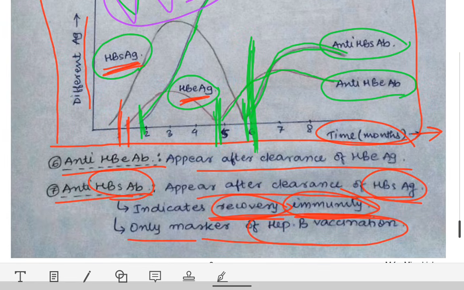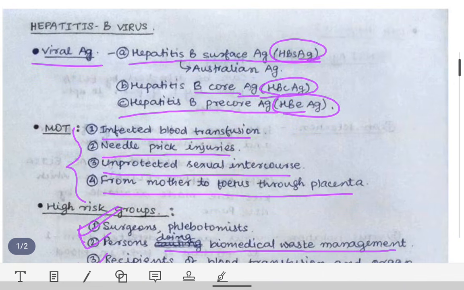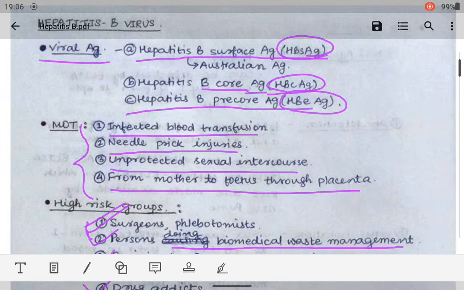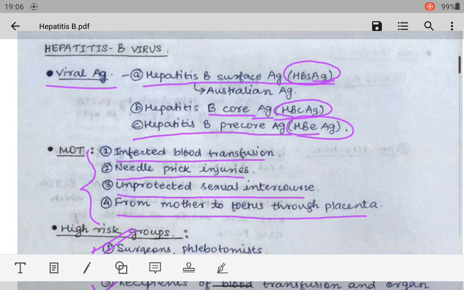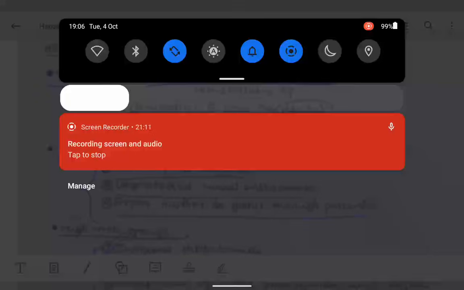Okay, so this is all about the hepatitis B virus. What is asked in the exams is that a clinical scenario will be given, and after that the laboratory diagnosis will be asked, and the mode of transmission may be asked. So these are the questions which will be asked from this hepatitis B virus topic. For this topic, this is all I have to say.